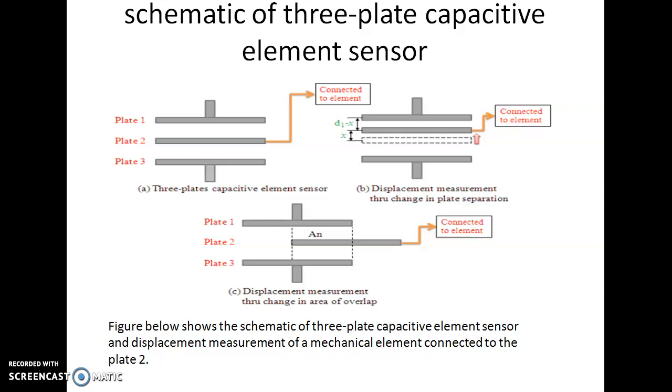Here you can see the distance between the first and second plate is very less, and the distance between plate number 2 and 3 is more, which will help to measure the displacement of any object. Then in the third diagram we can see the displacement measurement by change in area of overlap, where we can see the plate number 2 is shifted up to one part. So by measuring the area of overlap between plate number 1 and 2 and between plate number 2 and 3, we can measure the displacement.